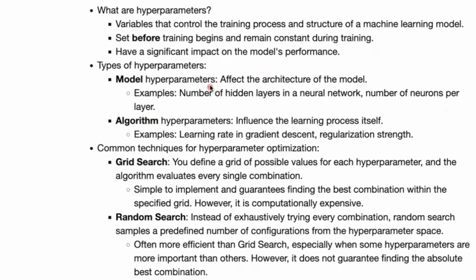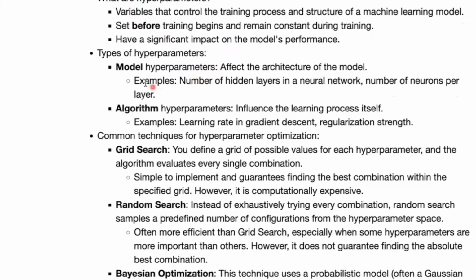So in general, we have two types of hyperparameters. One is model hyperparameters. The other one is algorithm hyperparameters. Model hyperparameters are the ones that determine or affect the architecture of a model, right? The number of hidden layers, the number of neurons per layer, and so on.